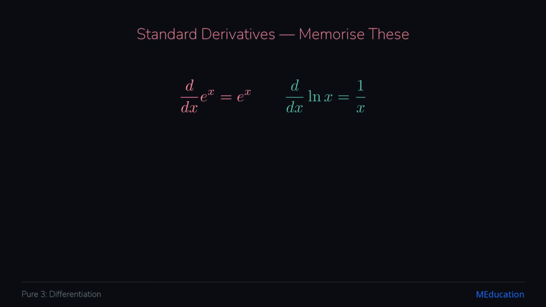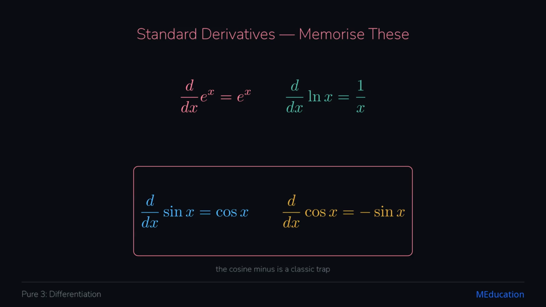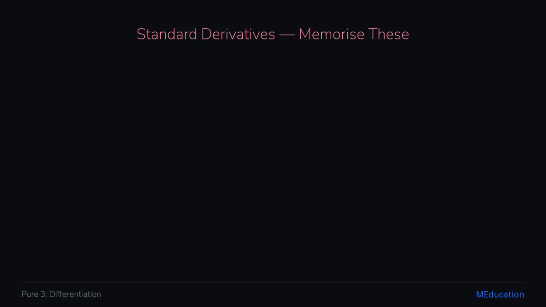Now the short list you simply must know by heart. The exponential e to the x is the one that differentiates to itself, completely unchanged, the function that refuses to move. The natural log, ln x, differentiates to 1 over x, and sine becomes cosine, while cosine becomes minus sine, that minus being the second great marks loser.